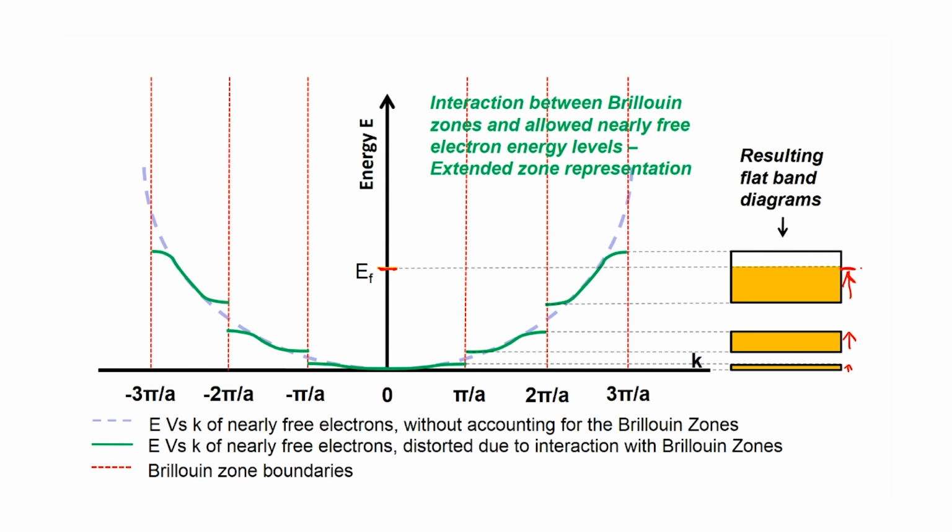And you can see here in this case the example that I am showing you is a situation where this is a metallic sample because the final band is only partially full. If you had a final band that was completely full and then there is a band gap and then there is another band that is empty, then that would be a semiconductor or an insulator depending on the band gap. So, this is called extended zone representation.